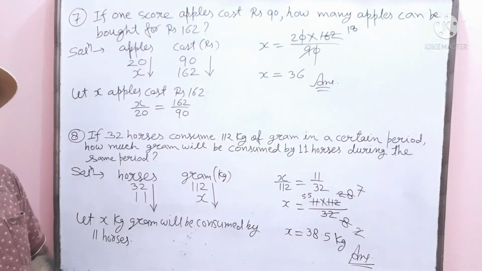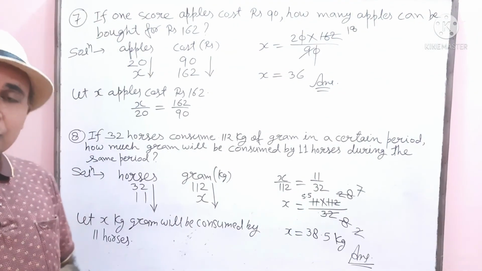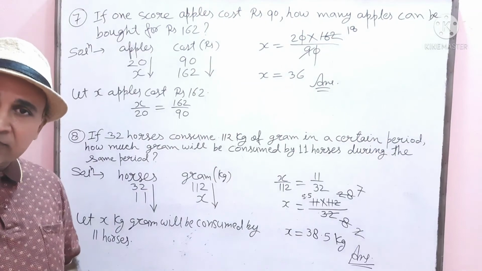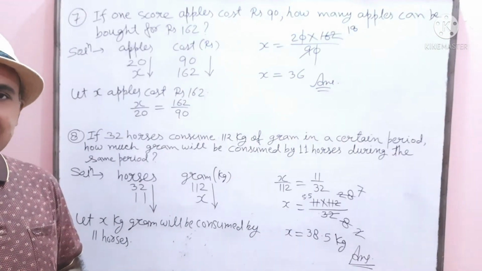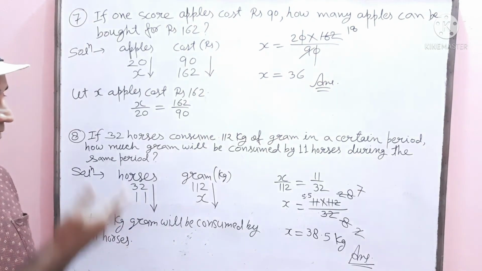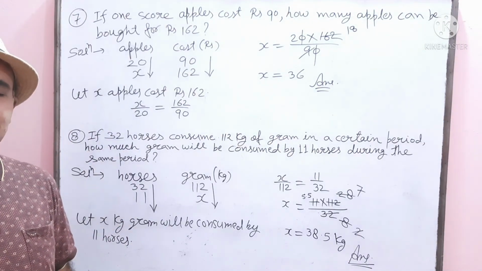Understood? Children, today's class is over here. Today we have done the practice for direct variation questions. On the next turn, we will practice for indirect variation. Okay? Pause the video and note down these things. Bye bye everyone.